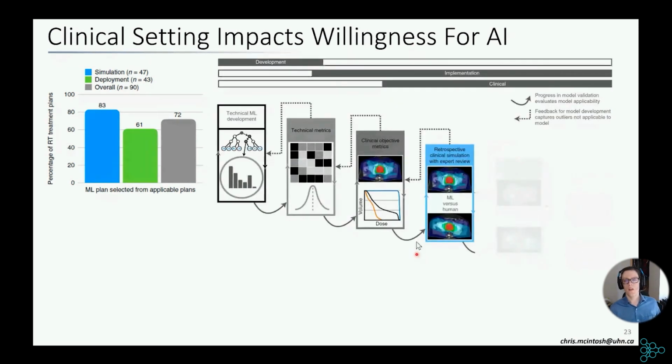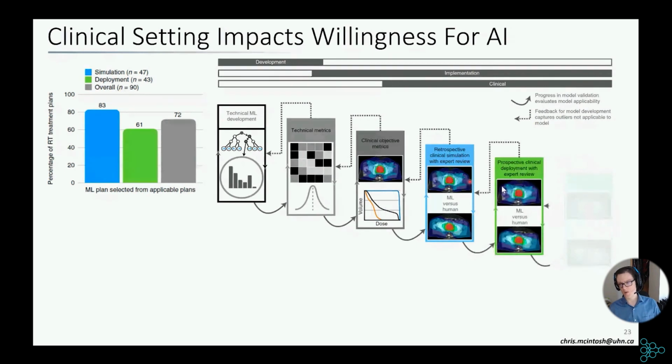This matters a lot because if we think about the journey that most papers go through in AI, they have the technical phase, they might look at technical metrics, a smaller number of papers look at clinical metrics, an even smaller number of papers do retrospective clinical review with expert physicians actually looking over the results, and an even smaller number of papers actually then do clinical deployment. What that means is there could be a very large performance gap from the clinical simulation to clinical deployment. So we might be overestimating how well AI will actually perform in the wild.